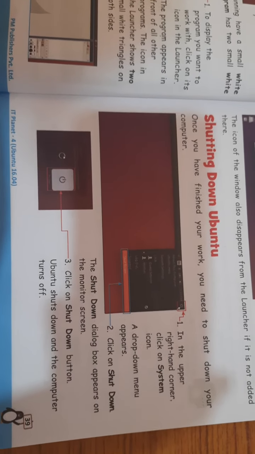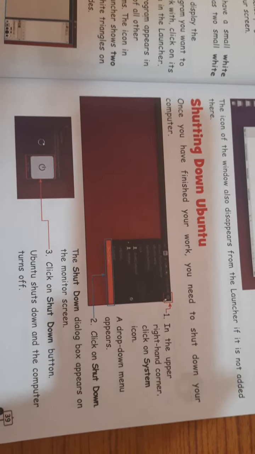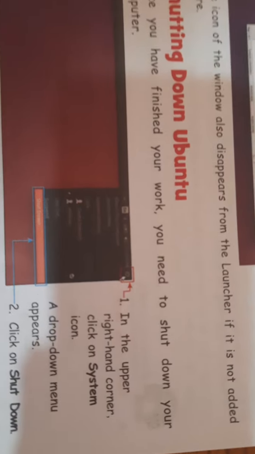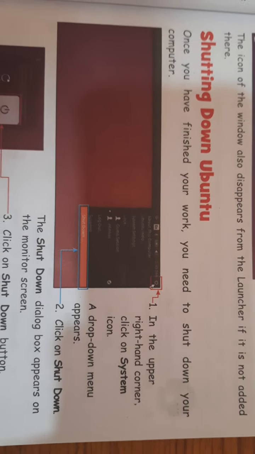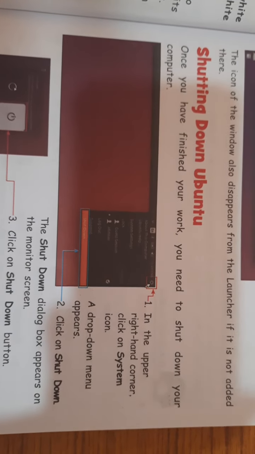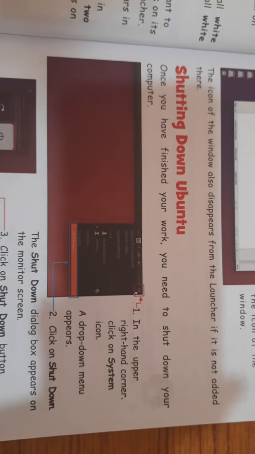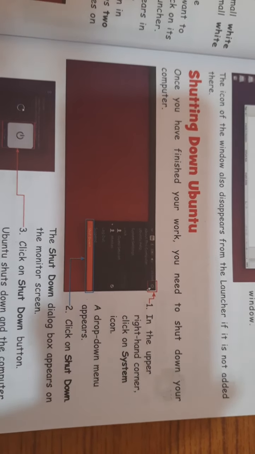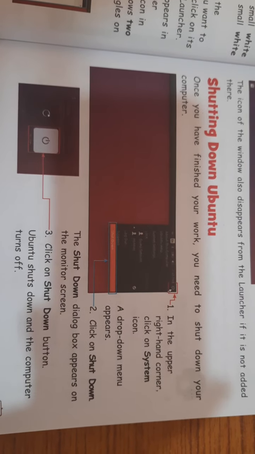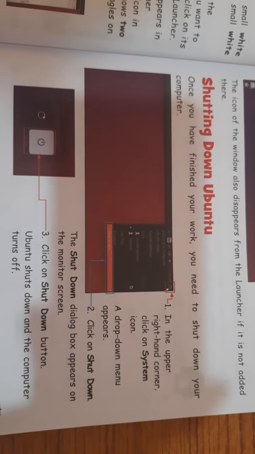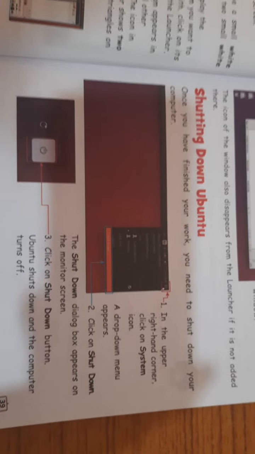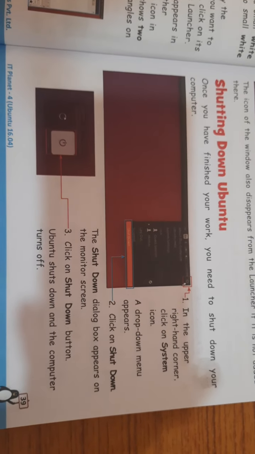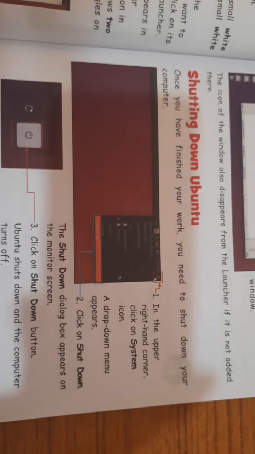As I told you about the system icon, when you click on the system icon, a drop down menu appears. As you can see, the black portion, the black screen is there. This is your drop down menu. In this you have a lot of options. Out of those options, you have to click on shutdown. The shutdown dialog box appears on the monitor screen. Then click on the shutdown button. Ubuntu shuts down and the computer turns off.